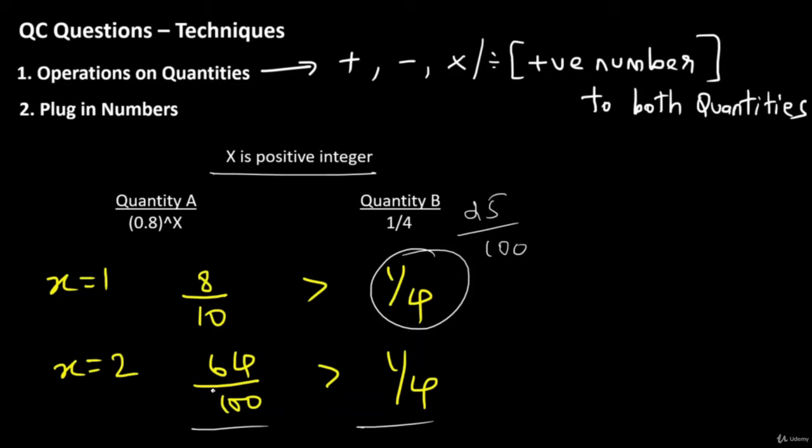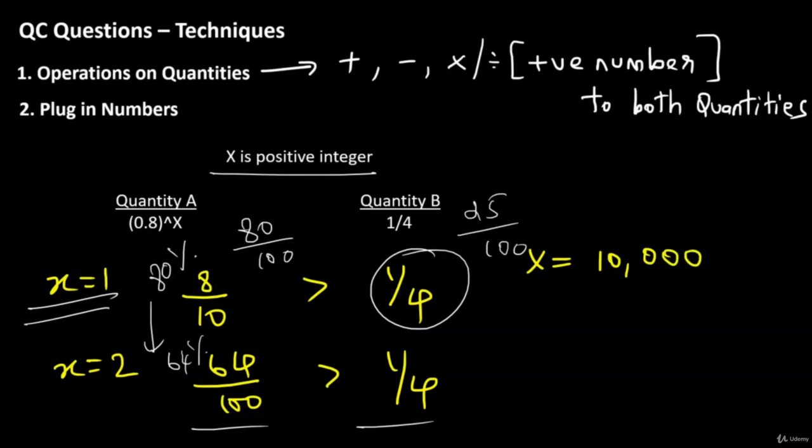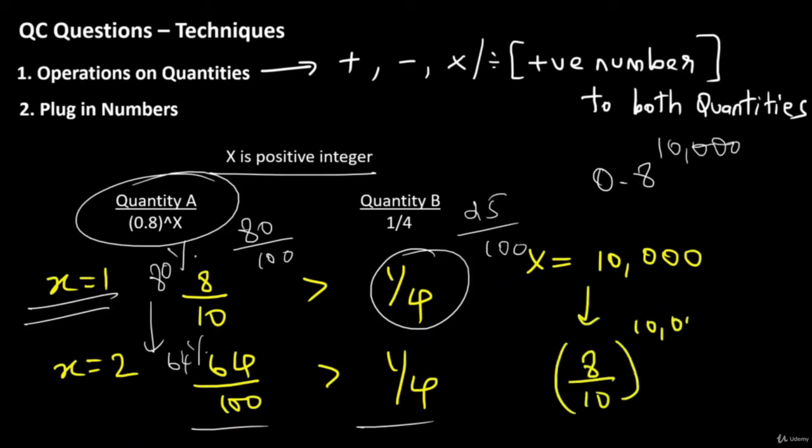So again quantity A is greater, but you can see that when x was 1, this is 80%. 8 by 10 is nothing but 80 by 100, which is 80%, right? Now when x is equal to 2, we are getting 64%. You can see that it is reducing, right? So you can just imagine, take an extreme value. Say we take x as 10,000. What would be the value of quantity A? That would be 0.8 to the power 10,000, which will be very close to 0, right? Therefore, in this case, quantity B will be greater. Therefore, the correct answer to this question is option D.